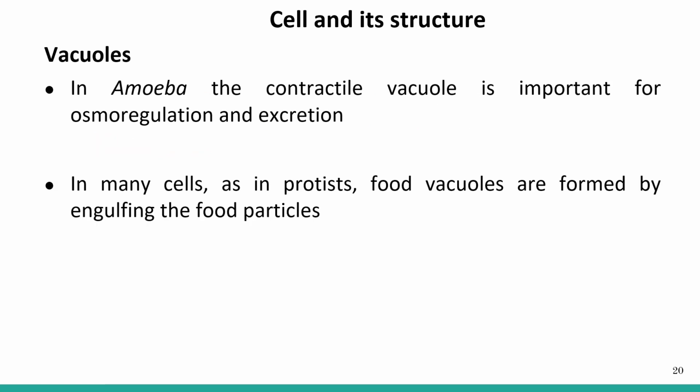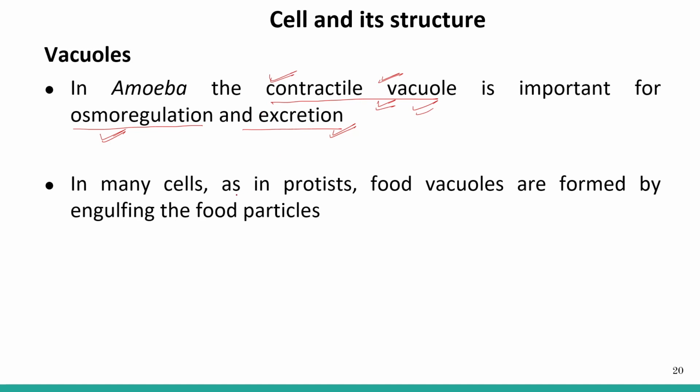right? In amoeba, the contractile vacuole is important for the osmoregulation and excretion. So whatever extra water gets stored inside the cytoplasm of the amoeba, it is transferred to the contractile vacuole, and this contractile vacuole pinches off the water out of the cell. So it is helping in some sort of excretion, right? So whatever function the kidney is doing in humans, the contractile vacuole is doing the same thing in amoeba.